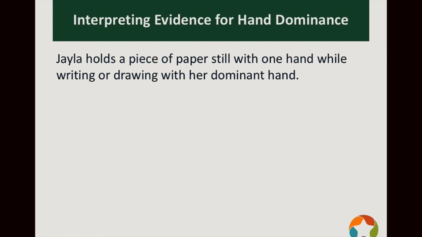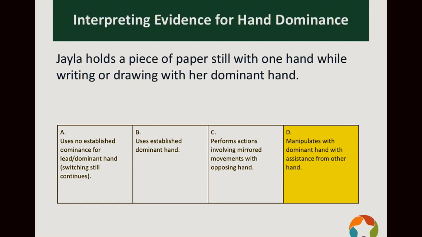Let's do an example for hand dominance. Jayla holds a piece of paper still with one hand while writing or drawing with her dominant hand. What skill is Jayla demonstrating along the hand dominance progression? Skill step D, using assistance from the other hand by holding that piece of paper still.